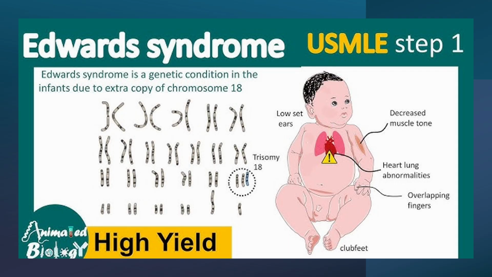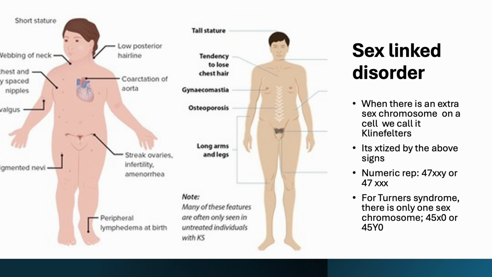And we can also have an extra chromosome on chromosome 18, and this we call Edwards syndrome, where mostly you have low set ears, club feet, overlapping fingers. Sometimes the kids may have an abnormality of the heart and lungs. Okay. Then there are extra sex chromosomes in a cell.